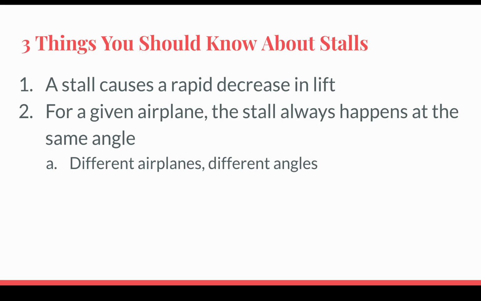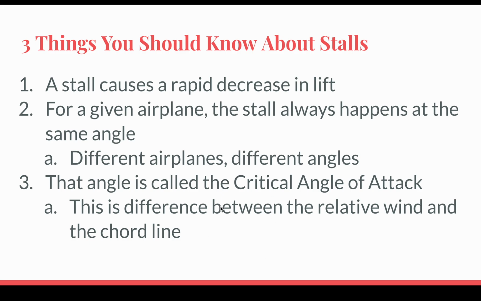We're talking about the angle of attack here. That angle is called the critical angle of attack, where it will always stall. And this is the difference between the relative wind and the chord line. We've already talked about that a little bit. We're going to go into this in depth in class.